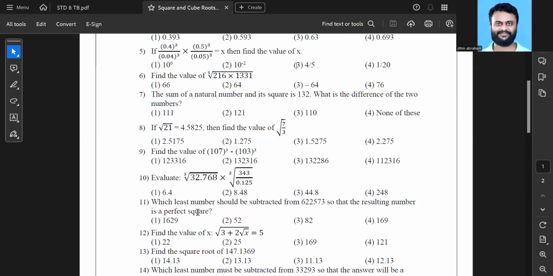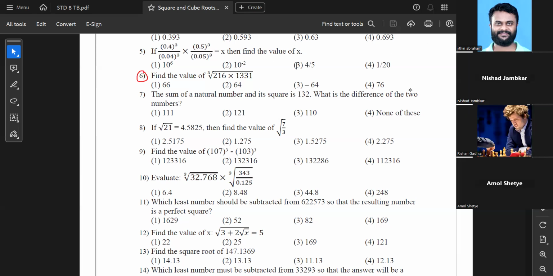Okay. So dear children, let's proceed further. Question number 6. Find the value of cube root of 216 and 1331. So logically speaking, what we are supposed to do is break the numbers and try to find the cube root value. So 216 को break कैसे करेंगे? 216 को any guesses? 6 cube.